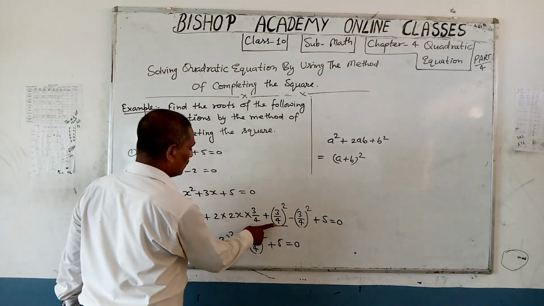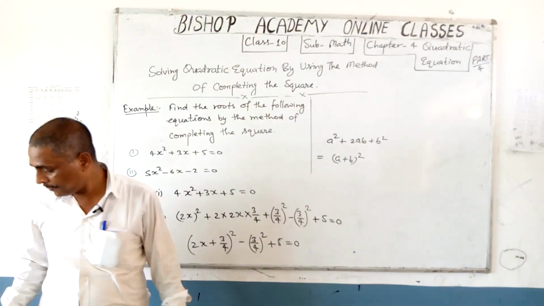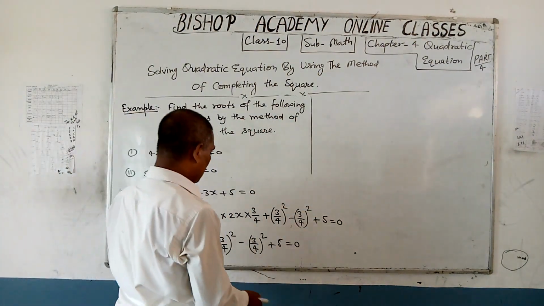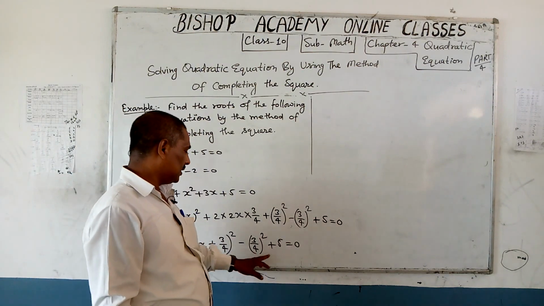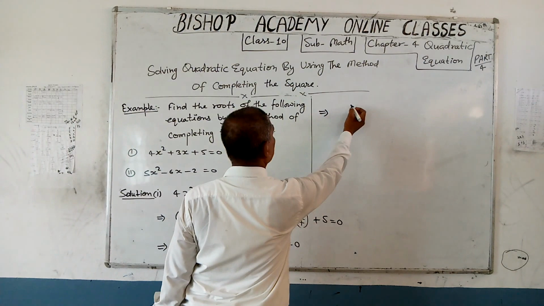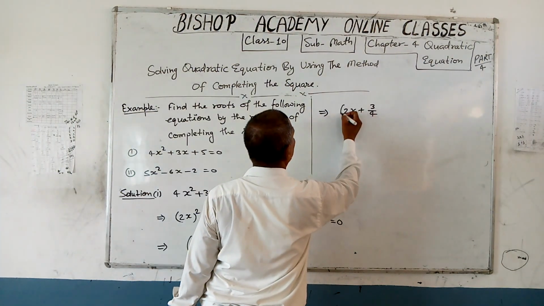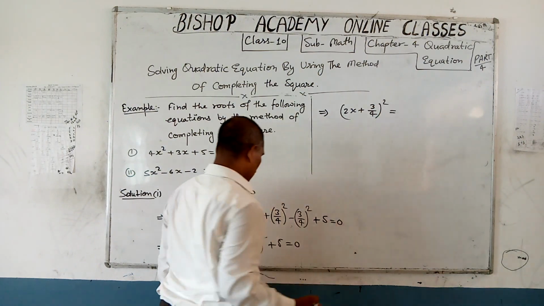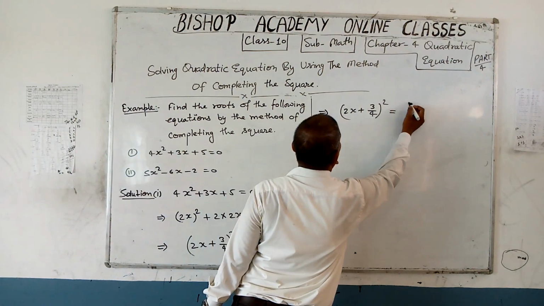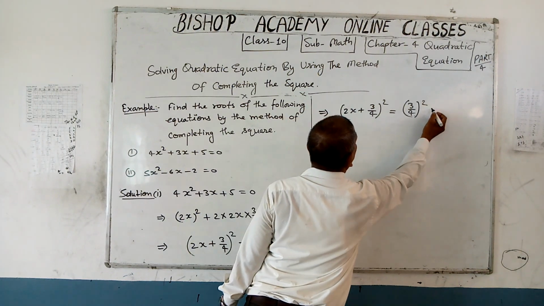Now remove this line. Now go further. See, you can take these two terms on the right side. So on the left you will write 2x plus 3 upon 4 whole square is equal to, take these two terms on the right side, so you will write 3 upon 4 whole square on the right minus 5.